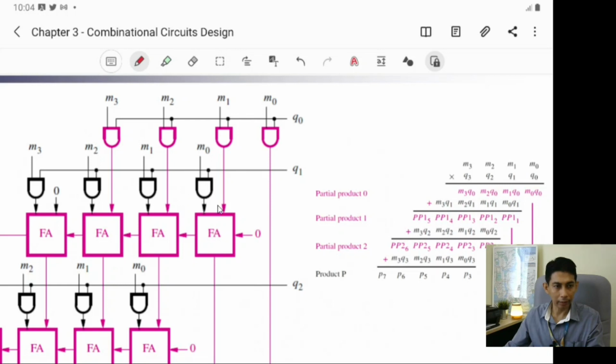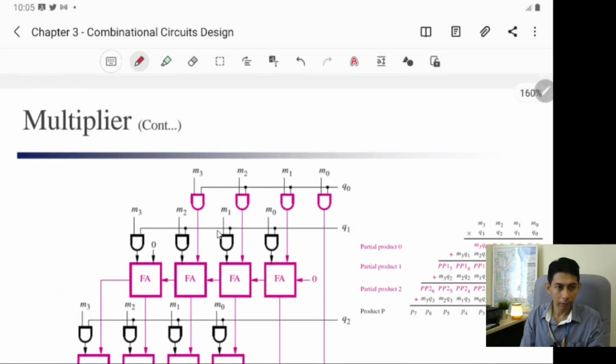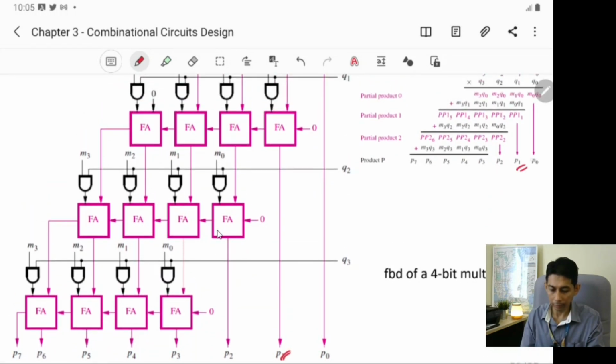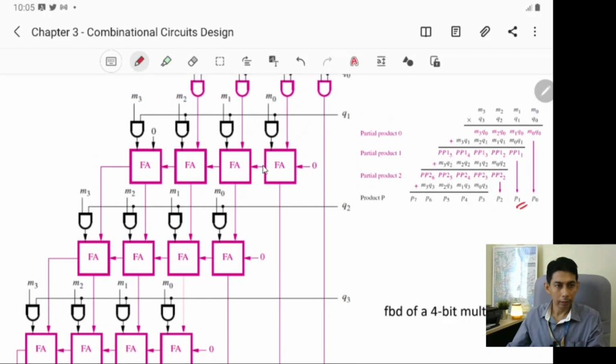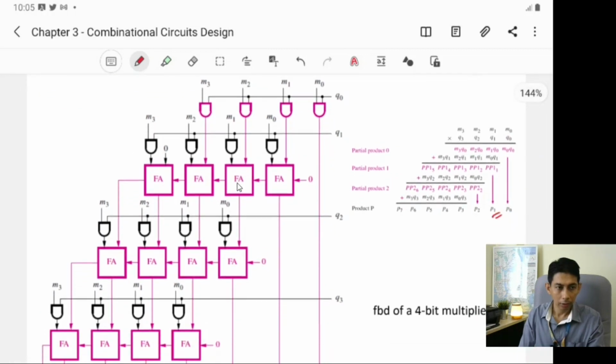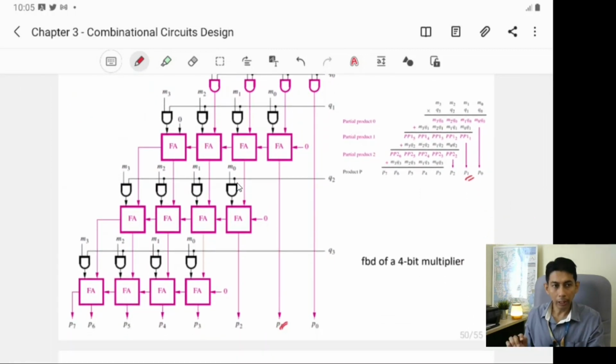All right, and you add. You use a full adder, and you have P1, exactly this one. And this one is also the same. M1 Q1, which is this one, you add with M2 Q0, this one exactly, for this one, and also this one, and also this one, same as this one. So in conclusion, we use adders to do multiplication.